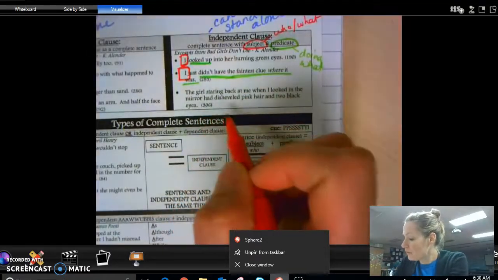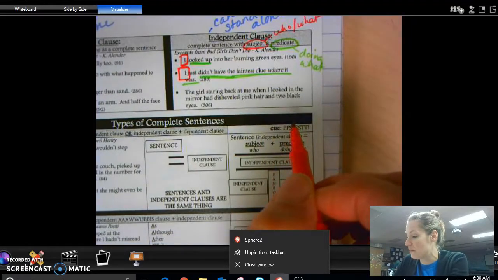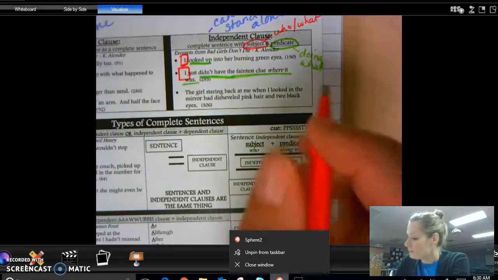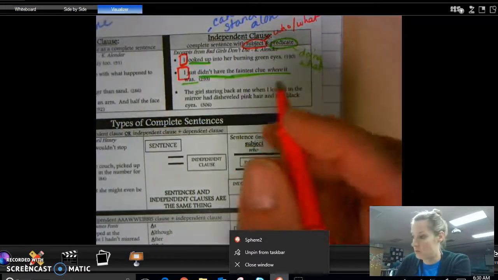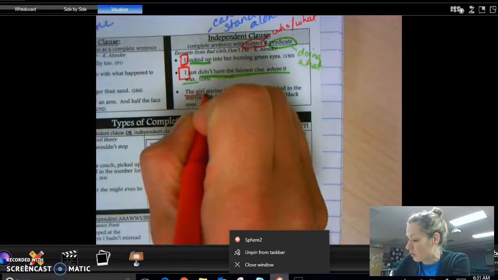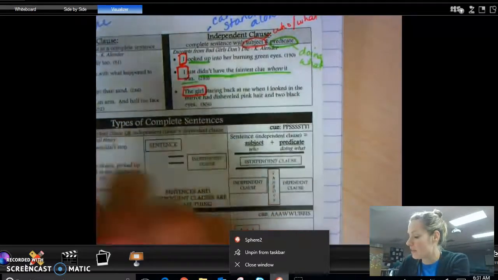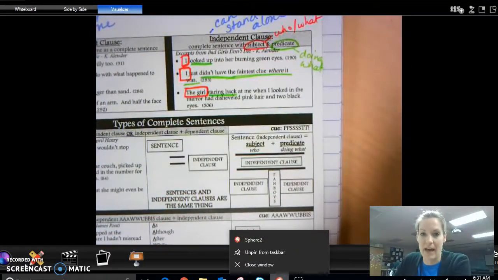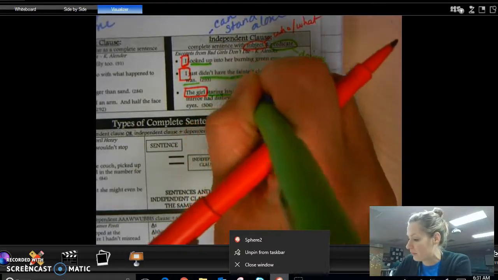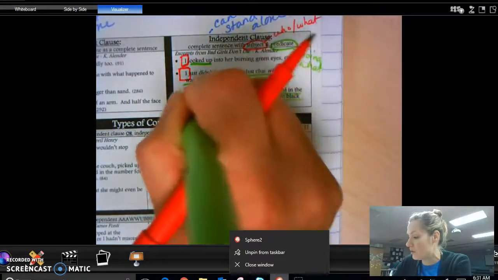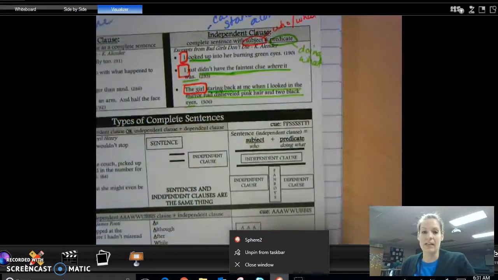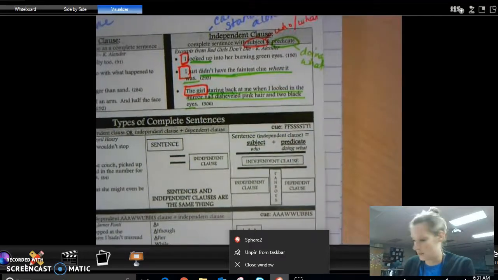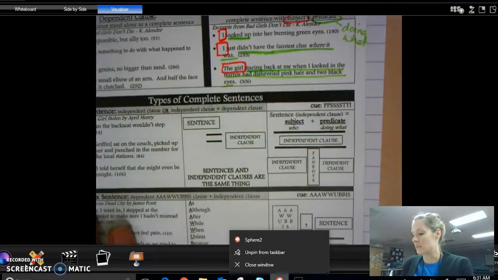Okay. The girl staring back at me when I looked in the mirror had disheveled pink hair and two black eyes. Okay, so then you have, again, the subject, who's the one who's doing something. It's the girl. That's your complete subject. And then you have your predicate. Is staring, not even staring back, but your predicate is staring back, and then your complete predicate is all of this. Notice that most of it is going to be the predicate in these simple sentences where there's not two independent clauses, which we'll get into if you want more specifics.